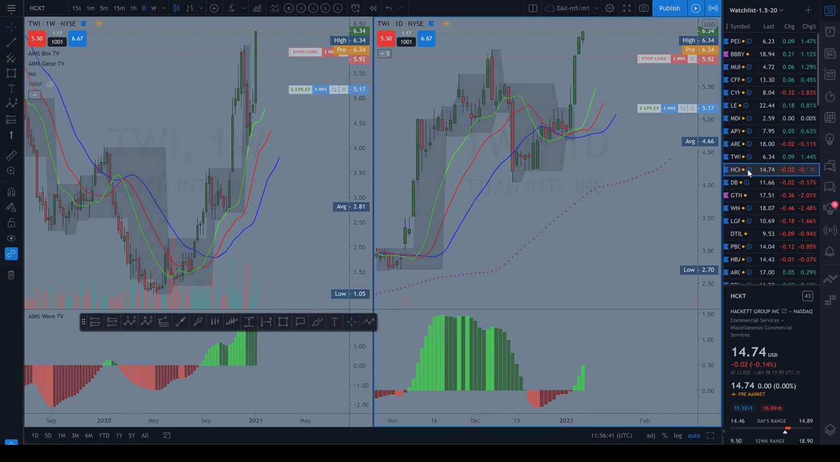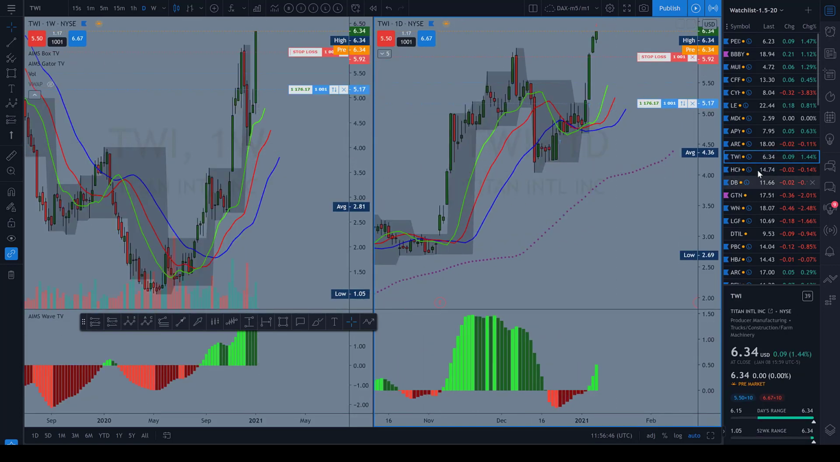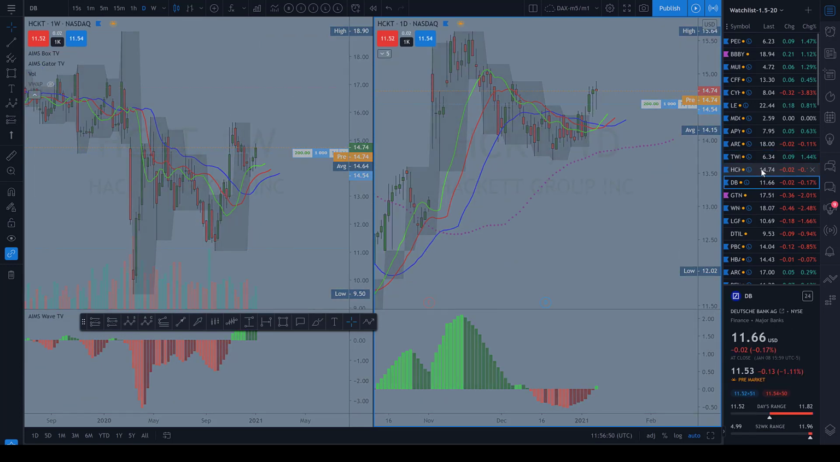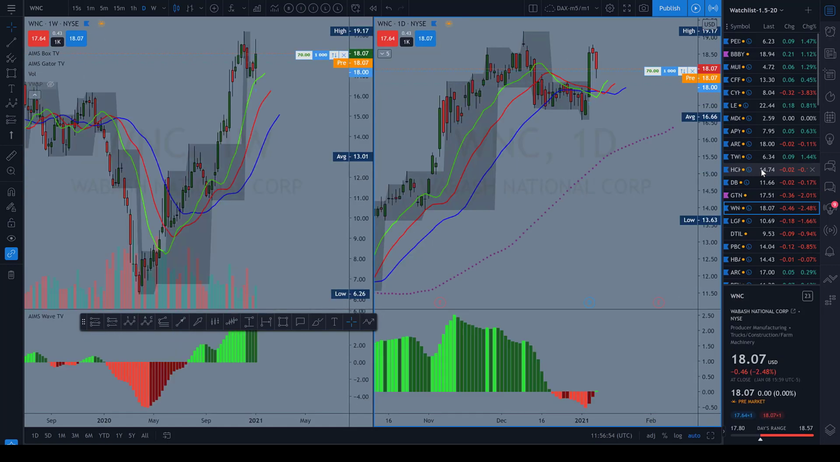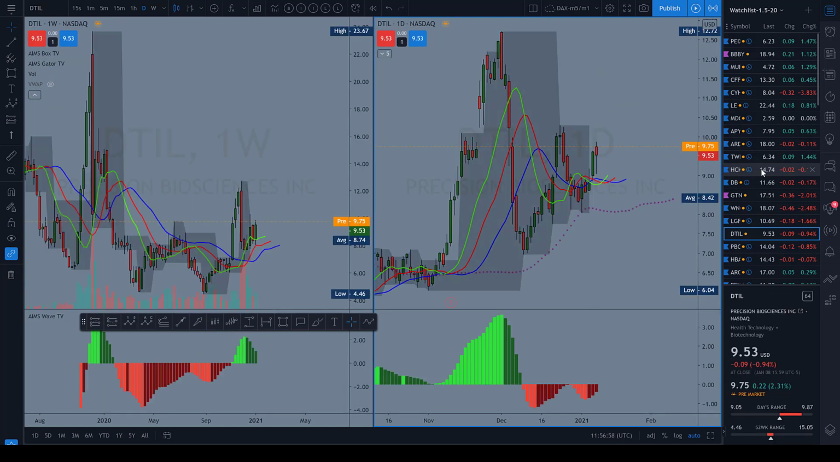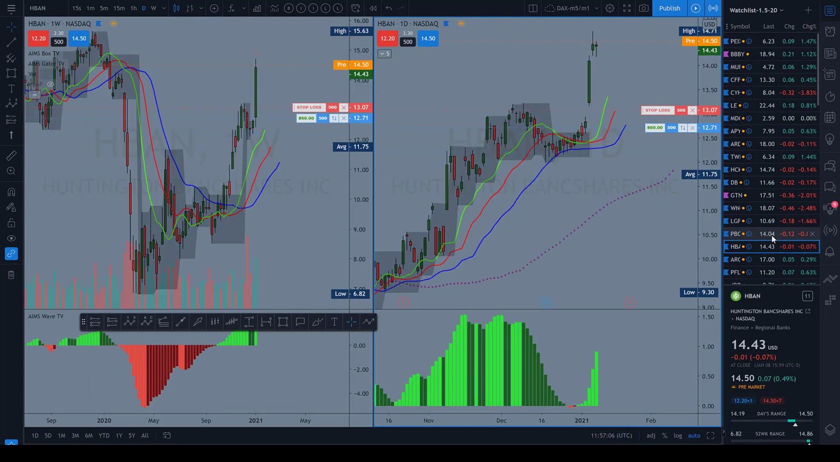TWI, yeah, that's one of my trades that I've taken. Delete this one. This is really nice as well.